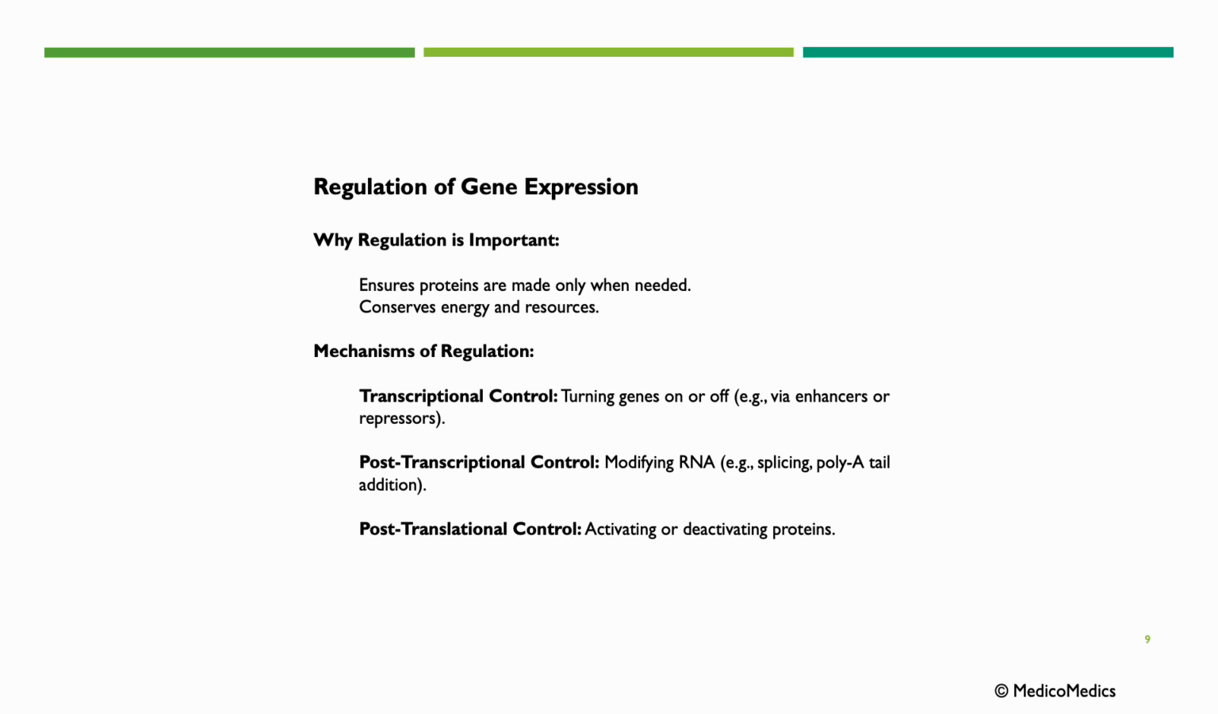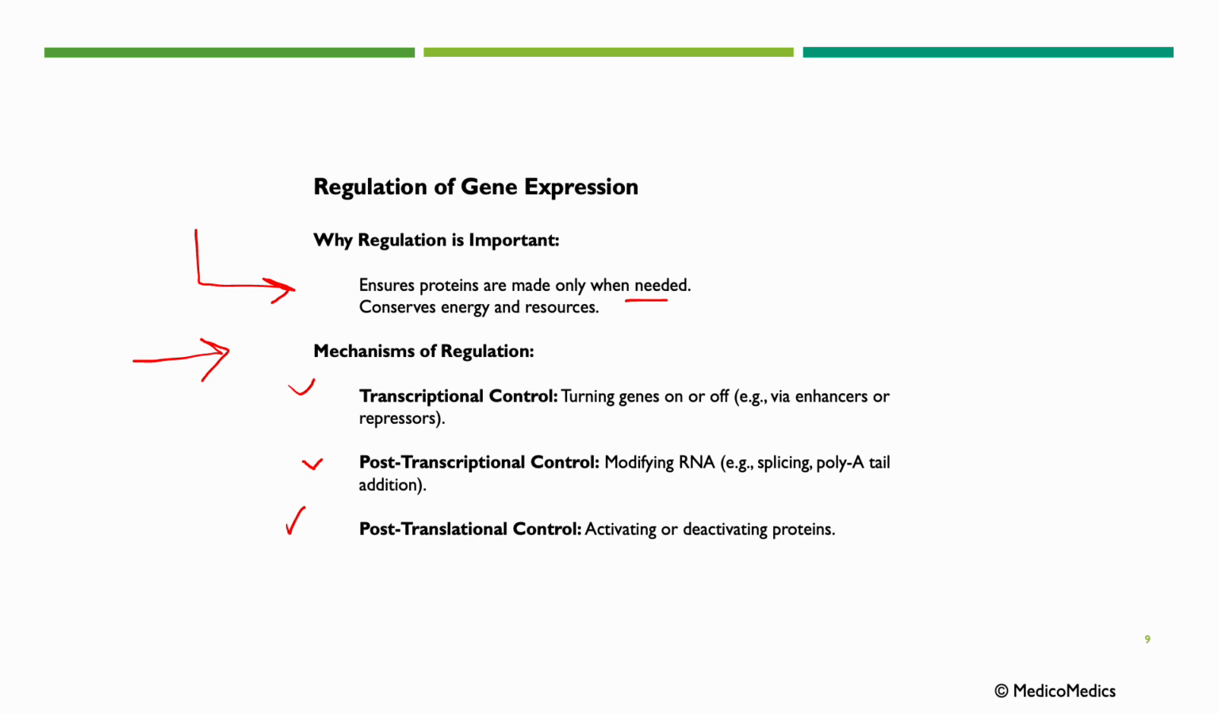And we also have some regulation of gene expression. So why is regulation important? Well, it ensures proteins are only made when needed. Some mechanisms of regulation include transcriptional control, so turning genes on or off, post-transcriptional control, modifying RNA, post-translational control, activating or deactivating proteins. So gene regulation is like controlling a music playlist, playing the right song at the right time and then skipping unnecessary tracks.